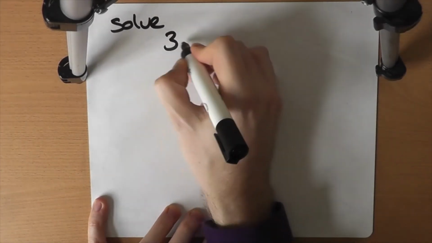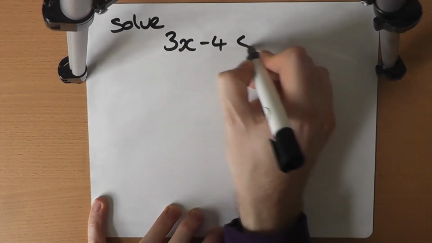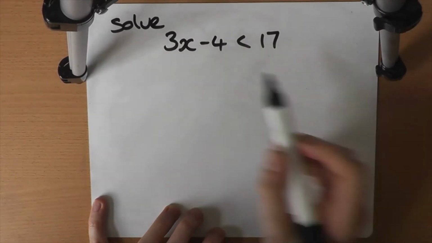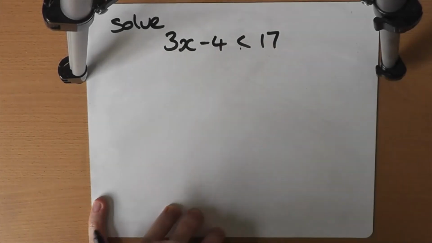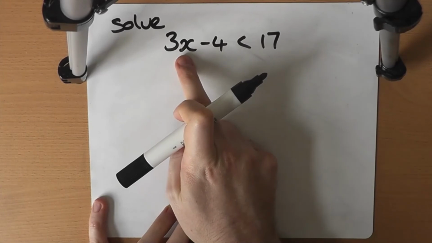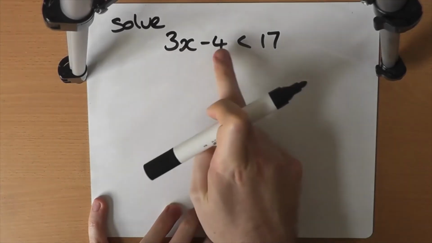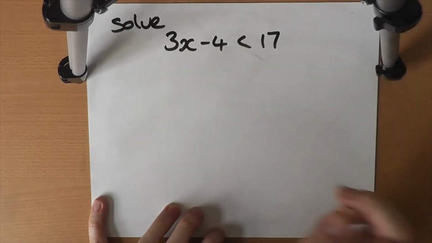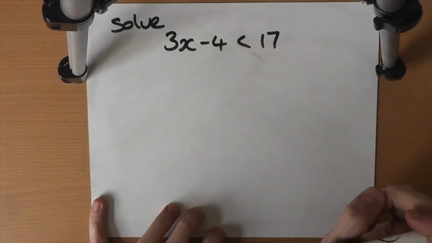I'm going to solve 3x minus 4 is less than 17. So the 17 is bigger. The 17 is on the open side. The expression is on the smaller side. This says there is some value of x that when we times it by 3 and then take away 4, we get a value that's less than 17. In fact, there are lots of values of x.